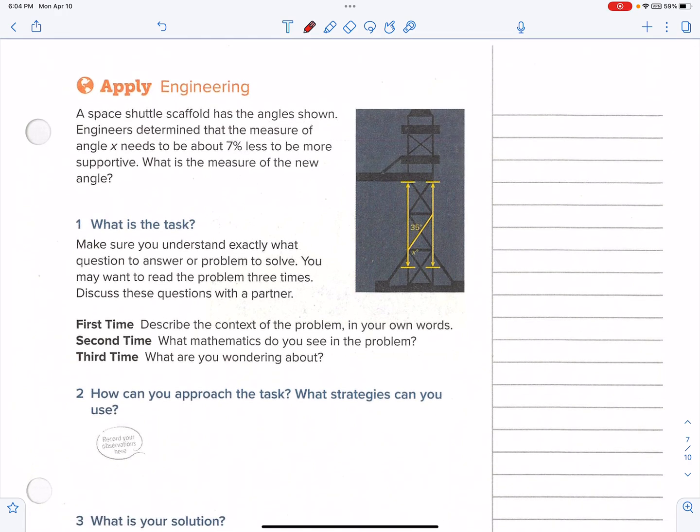Here's an engineering task. A lot of times when you're doing engineering, an engineer might say, hey, for this to support the weight that we need, you're going to have to decrease this angle 7% or things like that. And so what we're doing is we're combining our old learning with our new learning. They're letting you know that angle X needs to be about 7% less to be more supportive. So what is the measure of the new angle?